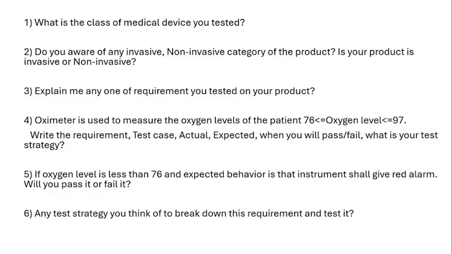Okay, so I said the requirement is: the oximeter shall measure the oxygen levels from 76 to 97. You have to use the word shall. The oximeter shall measure the oxygen levels from 76 to 97. When I use from 76 to 97, the values 76 and 97 are included. So that is the requirement I said.